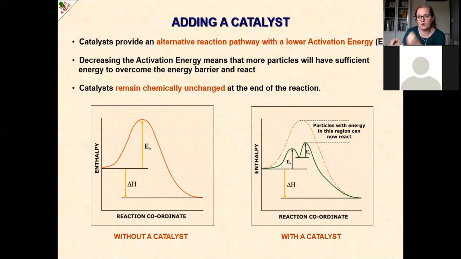Sometimes they have more than one activation energy involved. So this one actually has 2 activation energies involved. So instead of going all the way up here, particles actually have 2. So we have to reach this activation energy. And then once we've reached that one, the energy goes down, and then we need to have another activation energy here. So activation energy has decreased a huge amount.